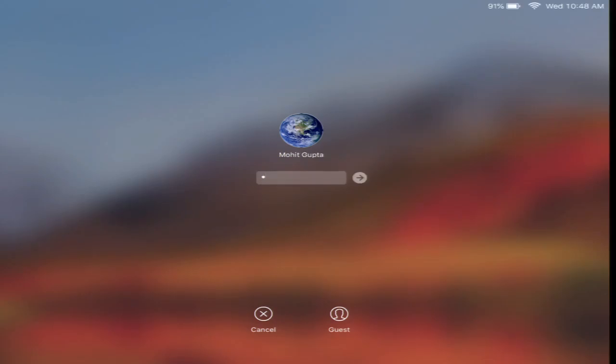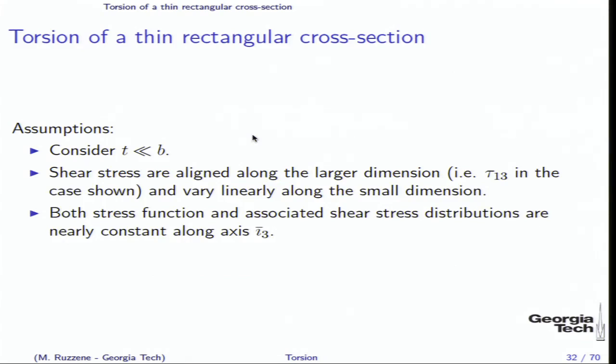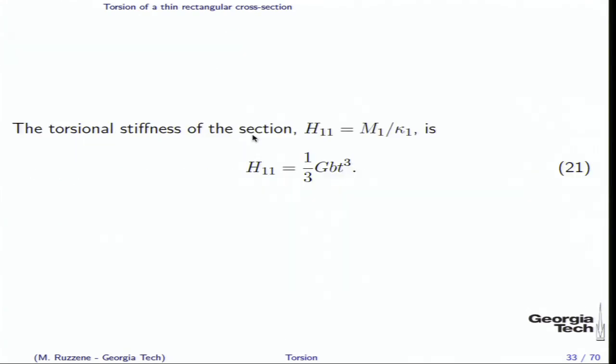Okay, so now that we did a thin-walled rectangular section, it's important to identify what we can do with sections which are made of different thin-walled sections. This is just a repetition of the assumptions. We made an assumption that the thickness is much smaller than B and the shear stresses are aligned along the larger dimension. They vary linearly, as we saw, through the thickness, and both the stress functions are associated with shear stress distributions. So just a repetition of what we did.